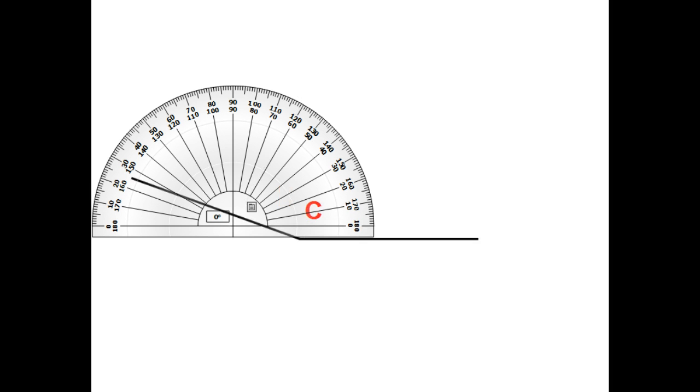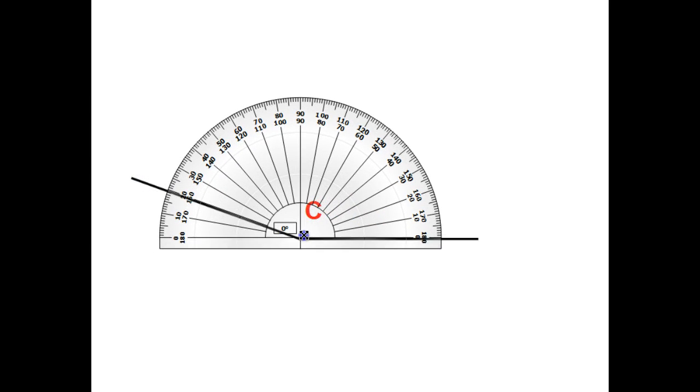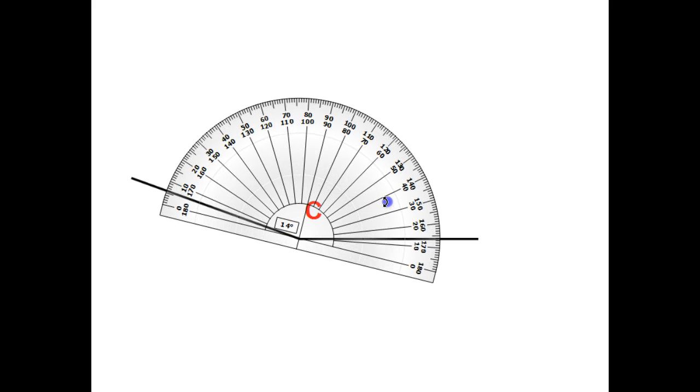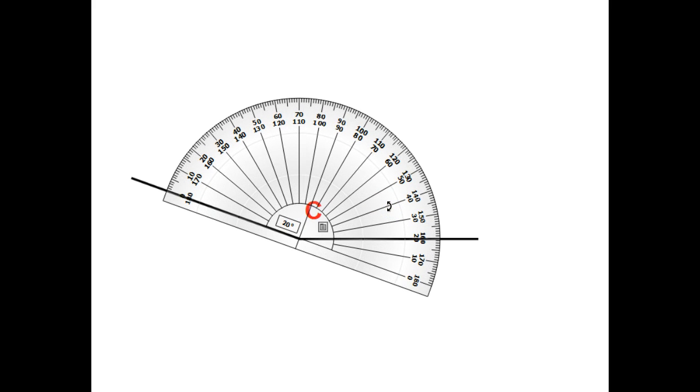Let's try another one out. Step one, get that bullseye lined up on the vertex. Rotate till I'm on the zero line. And this one was already on that zero. I'm just going to show you I can rotate it the other way to get on the zero line, and I'm going to get the same answer. Since this is obtuse, I want the big numbers, and it looks like it's on exactly 160 degrees. 20 degrees would not make any sense, even though it's right on the 20, because this is an obtuse angle.